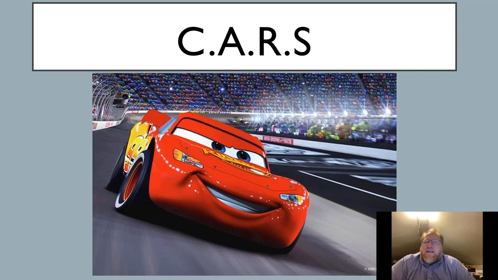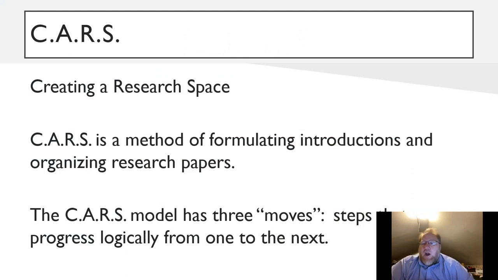CARS is a writing model that comes out of the University of Michigan that has been adopted by people all over the country as kind of the perfect way to think about research papers. CARS stands for Creating a Research Space. It's a method of organizing research papers and also building introductions in a way that really forces you to come up with a new idea to say, or at least attempt to come up with a new idea to say.